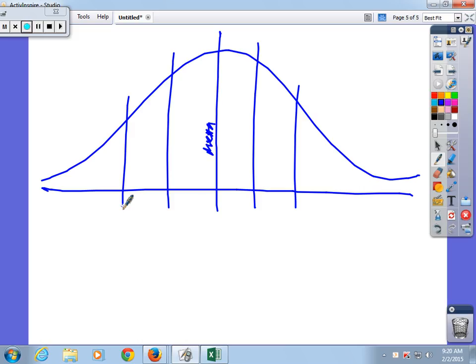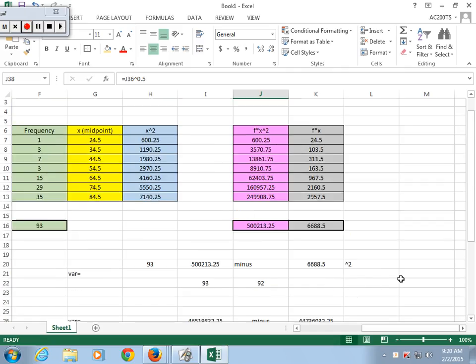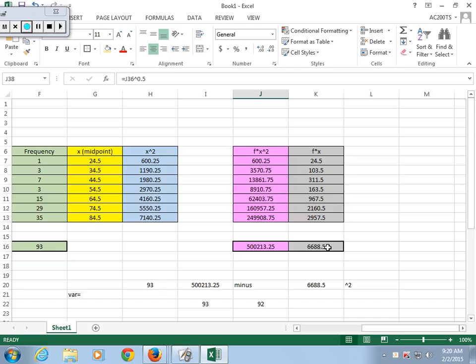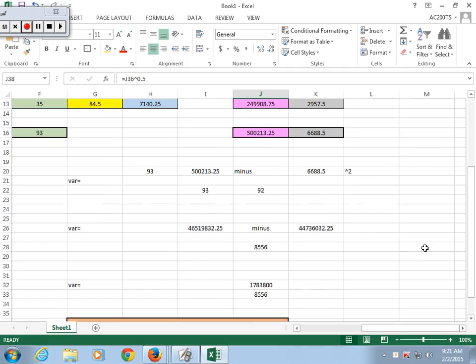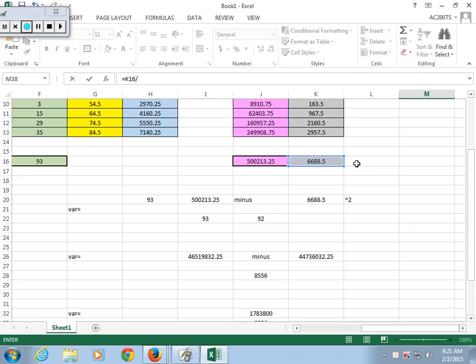So we need to go back to find the mean. Let's go back to our Excel spreadsheet. That's not hard to find because we already got the data. I'm going to hurry up. I know some of y'all are going into cardiac arrest. What is the summation of f of x? 6688.5, right? Now what do we do with that? We just put it over what? 93, and that's our mean. So I'm going to go right here and put mean equals this guy divided by this guy. And there's our mean.